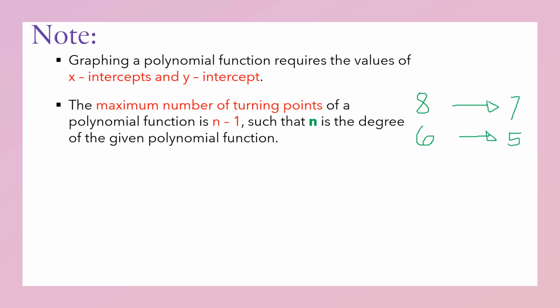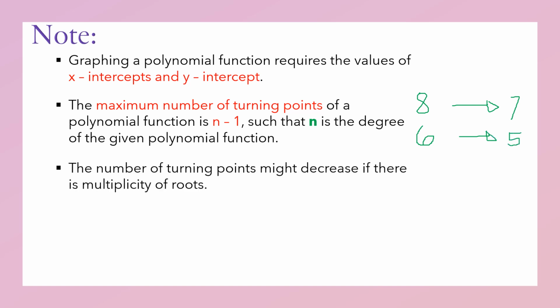Now, be reminded that the number of turning points might decrease if there is multiplicity of roots. When we say multiplicity of roots, this means that a number may appear more than once, so it might lessen the number of turning points.